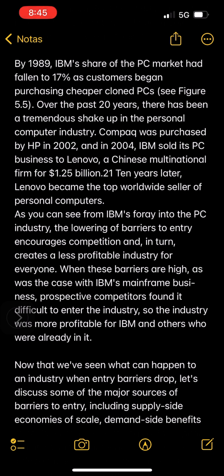When these barriers are high, as was the case with IBM's mainframe business, prospective competitors found it difficult to enter the industry, so the industry was more profitable for IBM and others who were already in it.